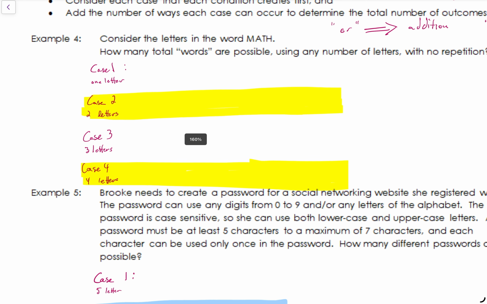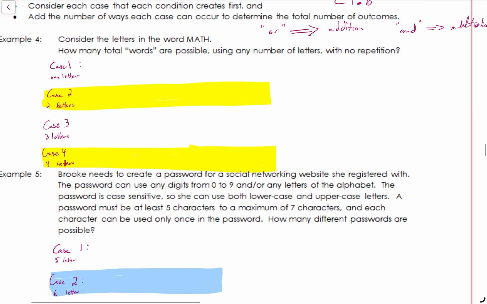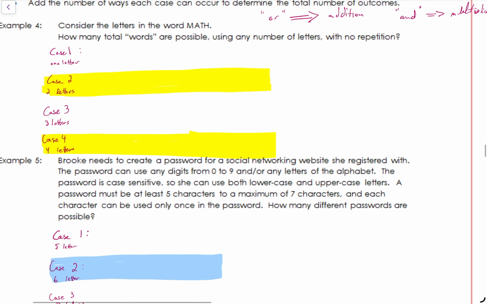So let's get started. For example 4, consider the letters in the word math. I spelled them backwards just to get rid of the context of the letters. How many total words are possible using any number of letters without repetition? So really, we're going to create different words using the 4 letters of math. We can use any number of letters.